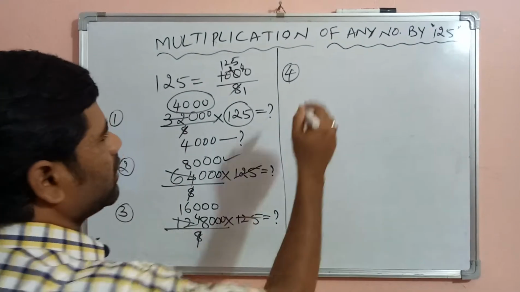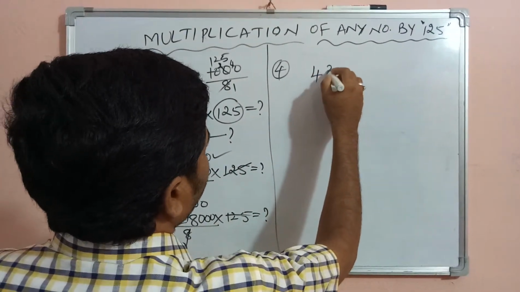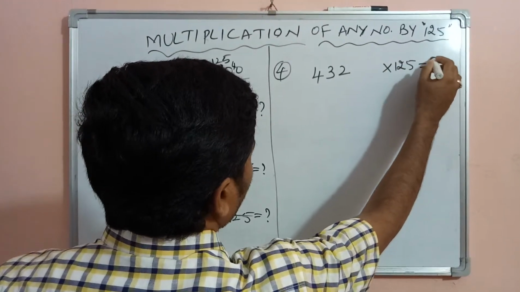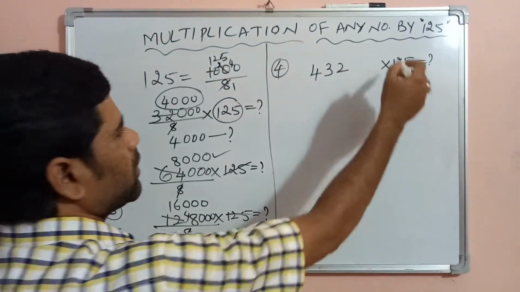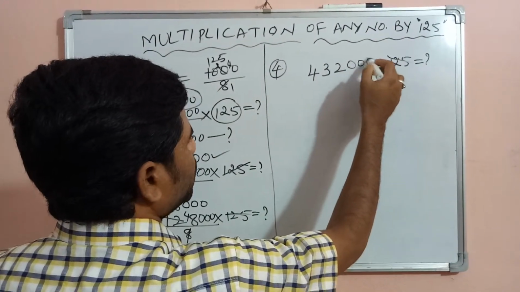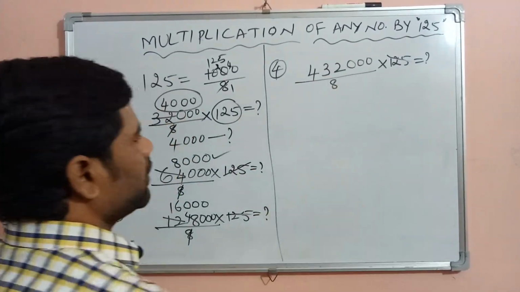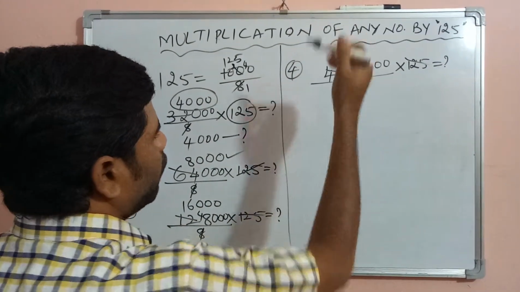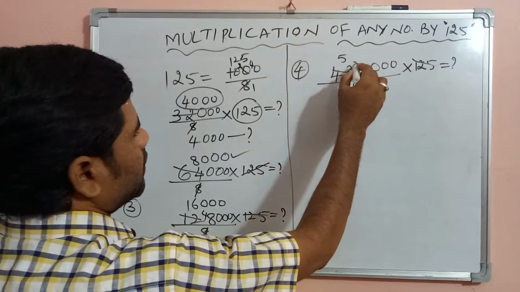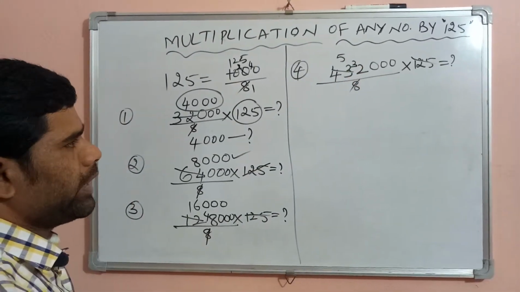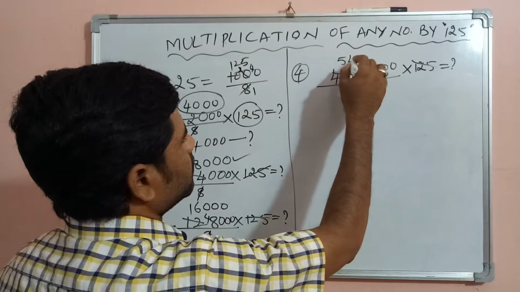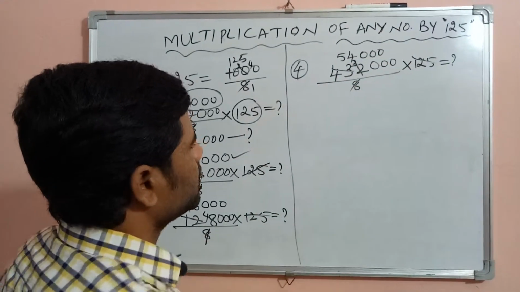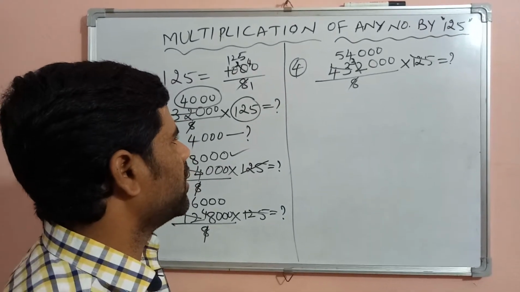Now one more example we will see. Any number we can take. 432 into 125 is equal to how much? Now simply cut this 125 and add 3 zeros divided by 8. Now 8 goes in 43 how many times? 8 5s are 40. Remainder is 3. Now that number becomes 32. 8 goes in 32 4 times. Now 3 zeros, just write 3 zeros. So the answer is 54000.